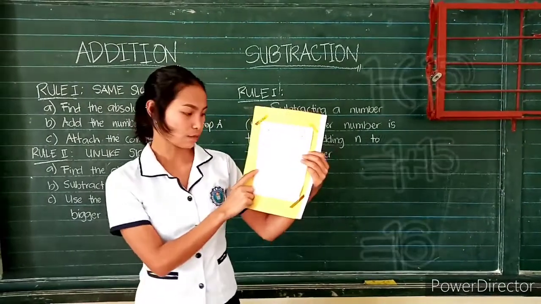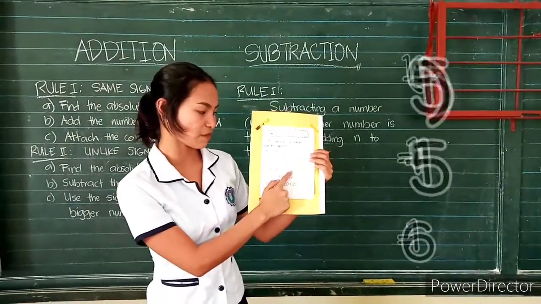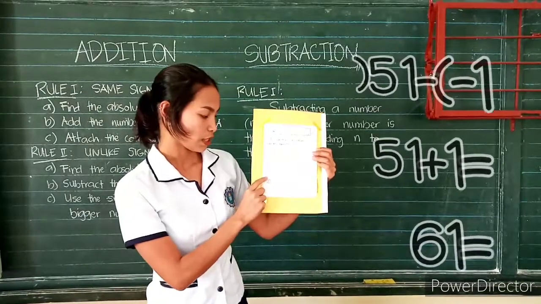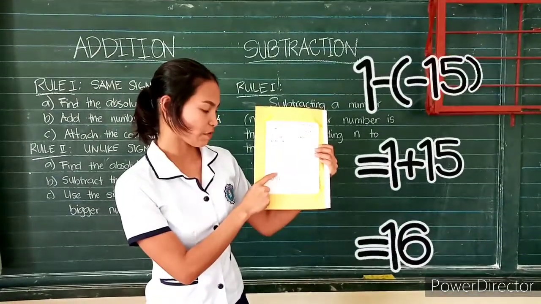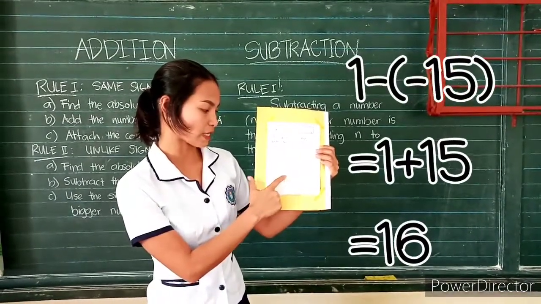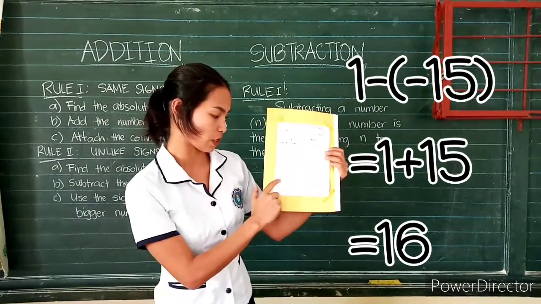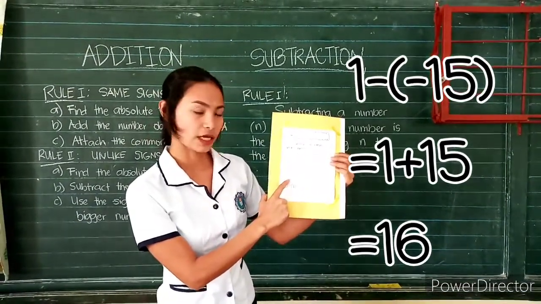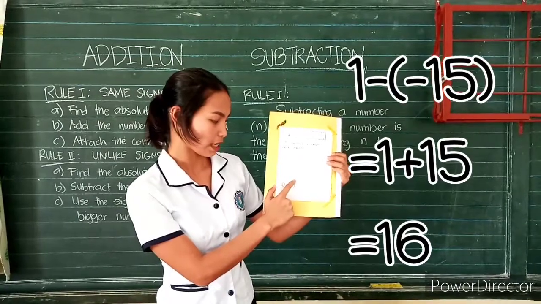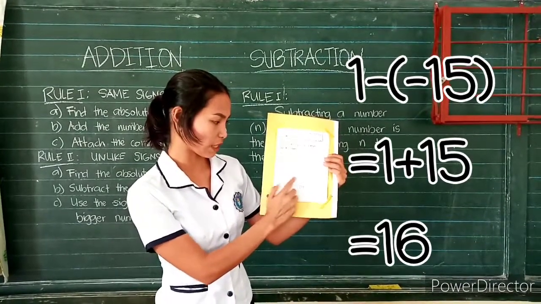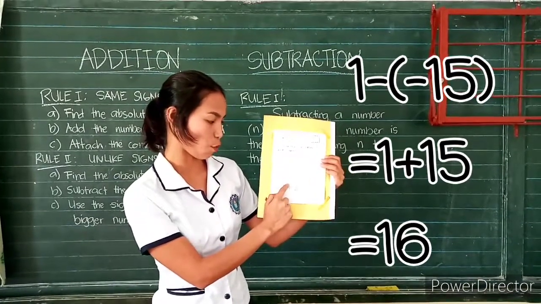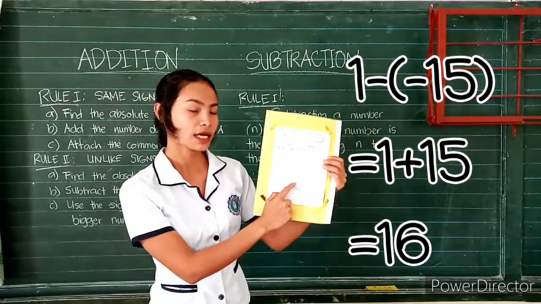For the next example, the opposite of negative 15 is 15. Here, 1 minus negative 15 is equal to 1 plus 15, because negative times negative is positive here, and the opposite of negative 15 is 15. That is why it will become 1 plus 15, and the answer is 16.